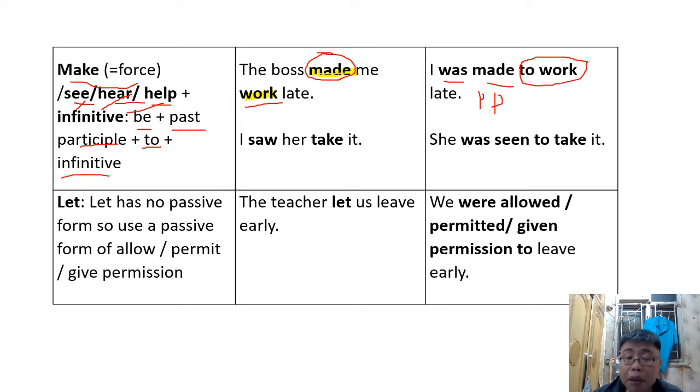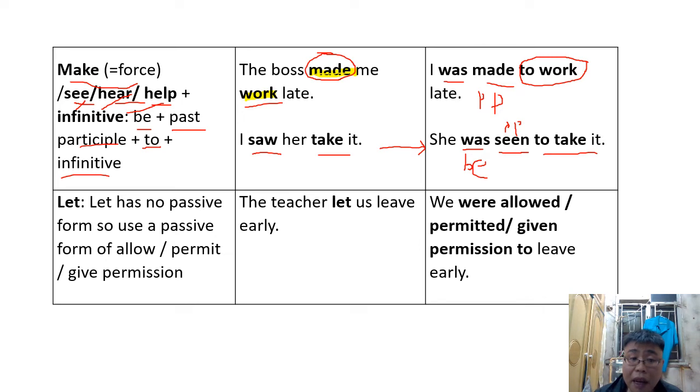One more example. I saw her take it. So the main verb is saw, the infinitive is take. And then the passive sentence, she was seen. Okay, the be, was, and then PP, seen. And after that, we add to infinitive, to take.